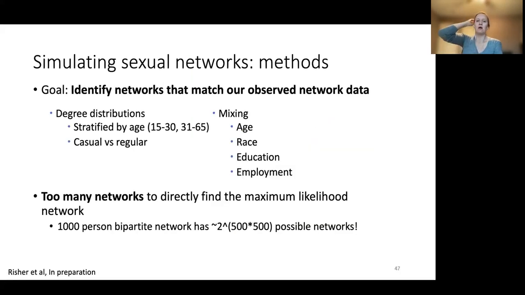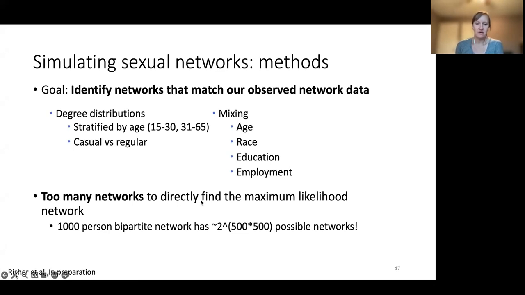So our goal is to identify those networks that match our observed data. What we use are degree distributions stratified by age, and specifically looking at casual versus regular partnerships. And then we look at some mixing patterns: how similar are folks by age, race, education, and employment.